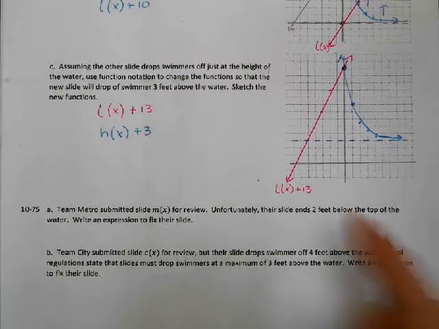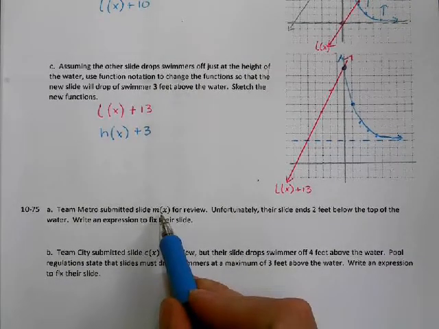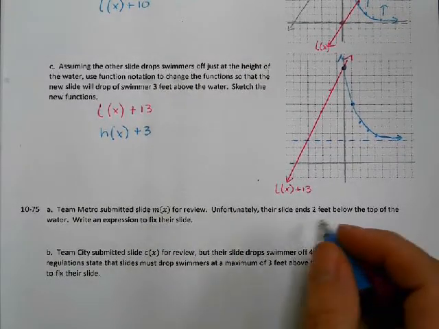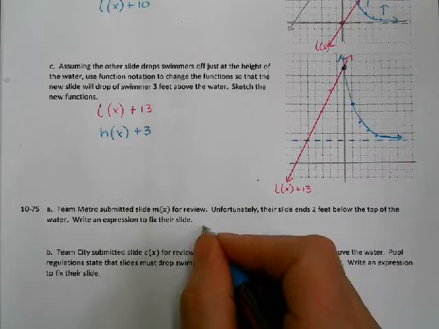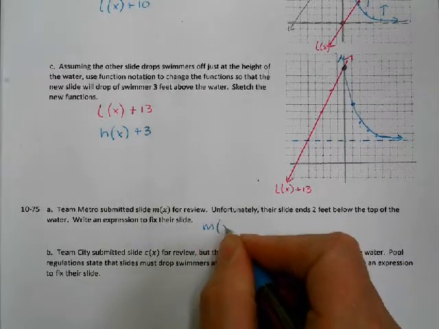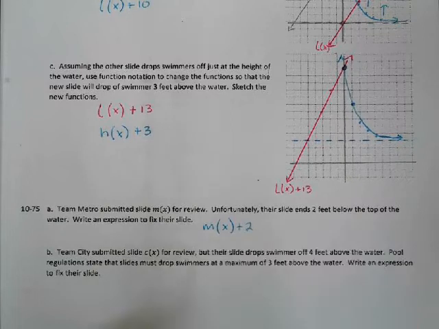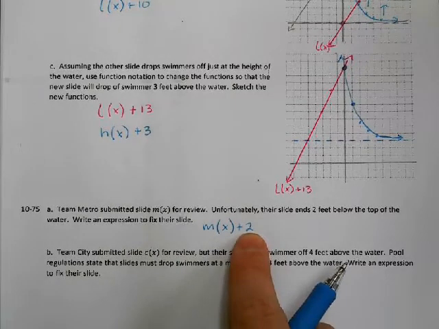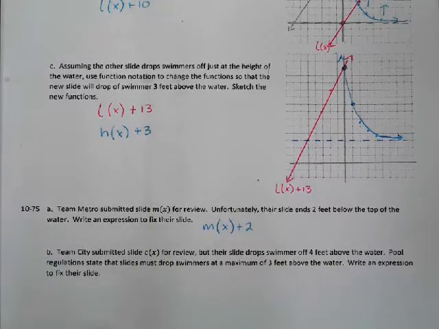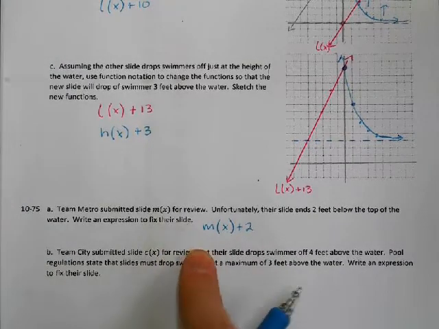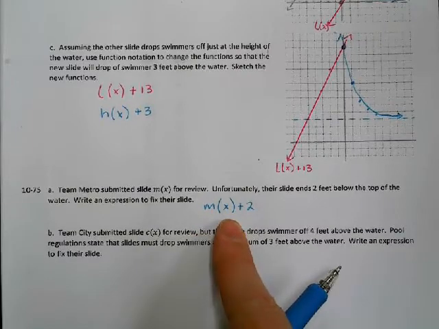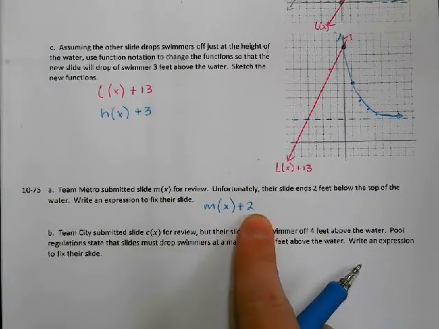So if I wanted to change their function, I need it to at least go to the water level. So if I wanted it to go to the water level, I would take their function and shift it up 2 to be at the water level. Now, if I wanted it to drop more than that, it's possible. I could do this m of x plus 3, and then it'd be a foot above the water level, or what have you. So they had problems. Team Metro, you have failed. So we're going to add 2 to their graph, so at least they're dropping them off at the water level.